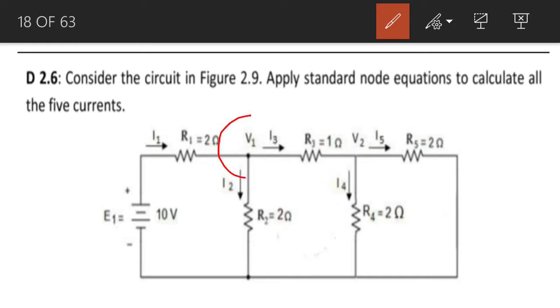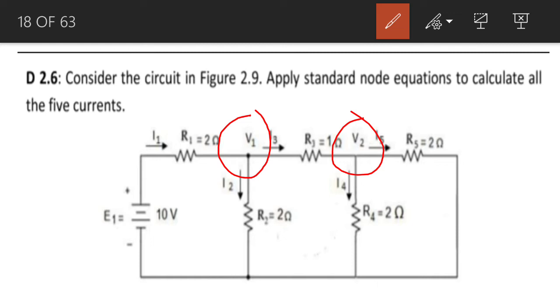The voltage at node 1 is V1 and the voltage at node 2 is V2. Right? So as there are 2 nodes in the given circuit, the size of the G matrix will be 2 by 2. We are going to write down the standard node equations directly in the matrices format. For this particular numerical example, we are not going to derive the standard node equations again and again.